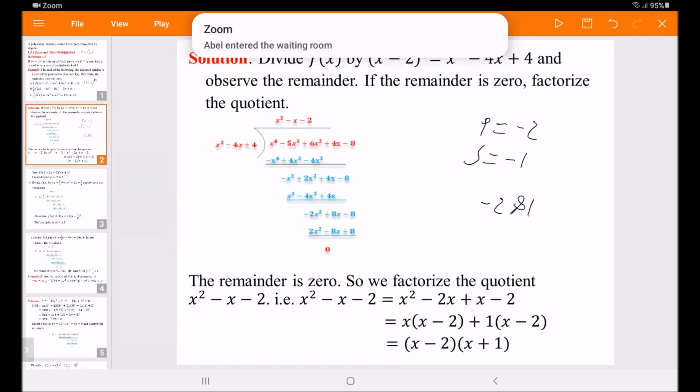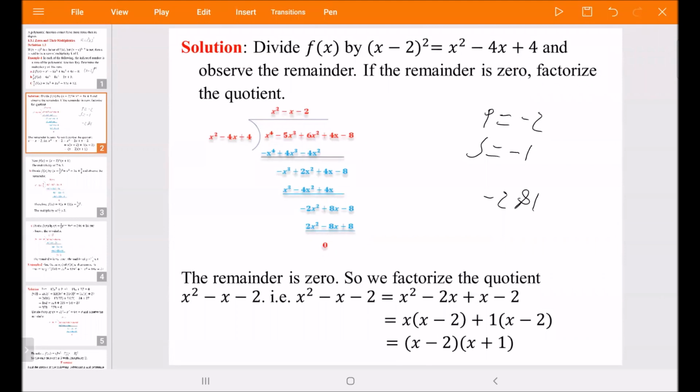x and 2 are relatively prime, so 1 plus 1 times x minus 2. Here we have x minus 2, x minus 2, so we take out x minus 2. So we are left with x plus 1. So in factorized form, x squared minus x minus 2 is equal to x minus 2 times x plus 1.